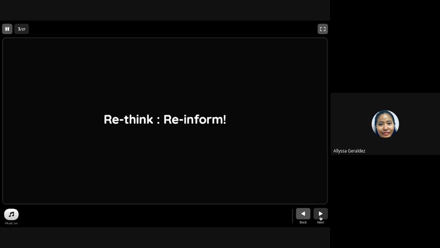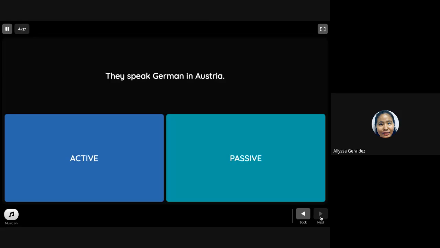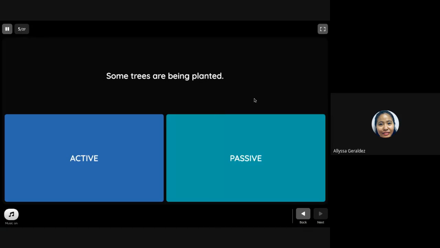Now, let's rethink and then reinform. You have to identify if that statement is active or passive. They speak German in Austria. Is it active or passive? Excellent, it's active. Some trees are being planted. Active, passive.